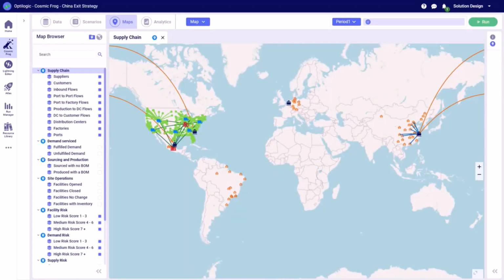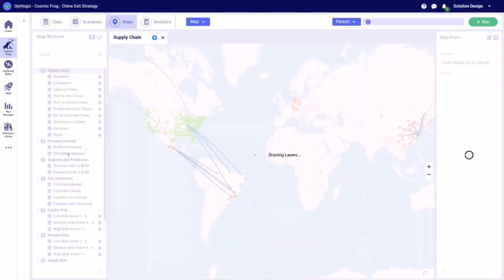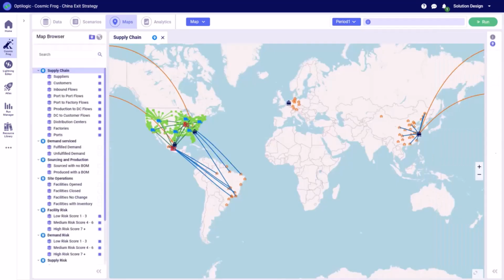Now we can answer our supply base shifting questions. We start again with the baseline here, showing our existing as-is business, 100% of supply coming from China. Next, we can see the answers to our scenarios, like if China reduces capacity by 30%. We see now a mix of sourcing from the South American suppliers in Brazil and in Mexico, and our existing Chinese suppliers.